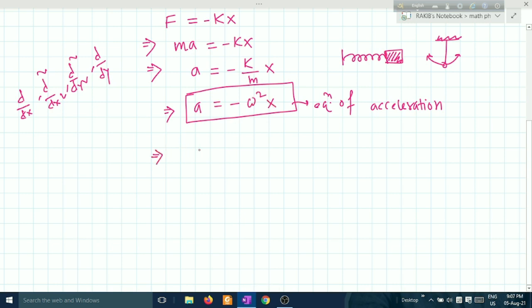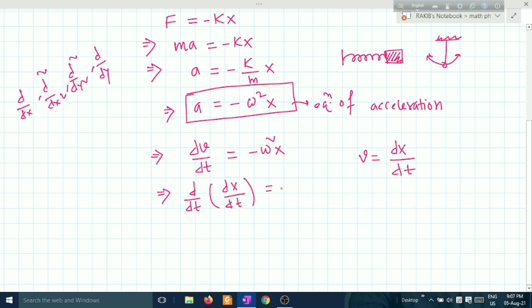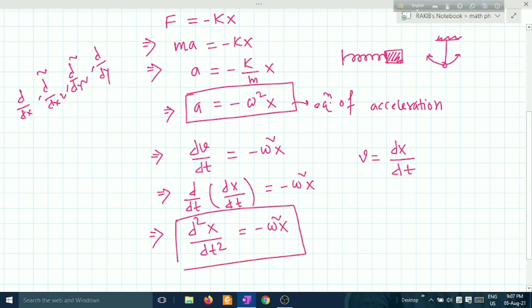Now we know acceleration is the time derivative of velocity. This means dv/dt equals minus omega square x. And also we know that velocity is the difference in displacement upon difference in time. That means we can put here d/dt of dx/dt equals minus omega square x. So d2x/dt2 becomes minus omega square x. Now it is a good looking differential equation.